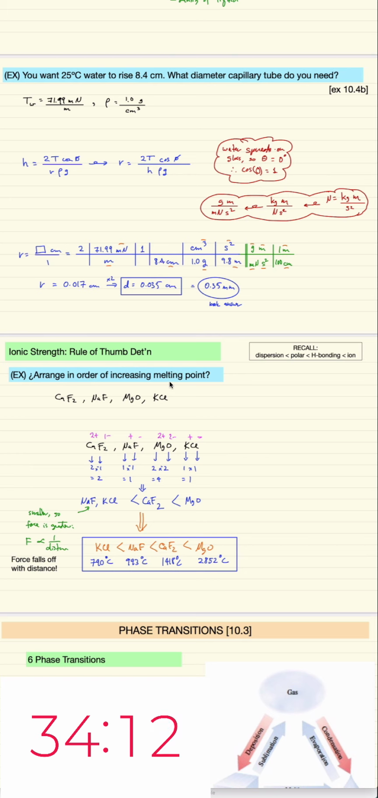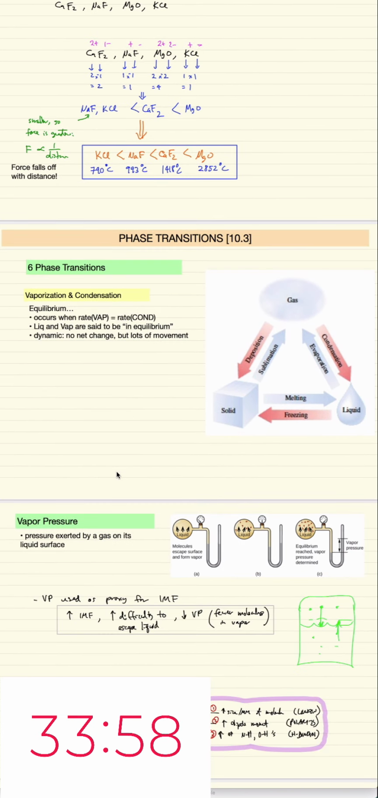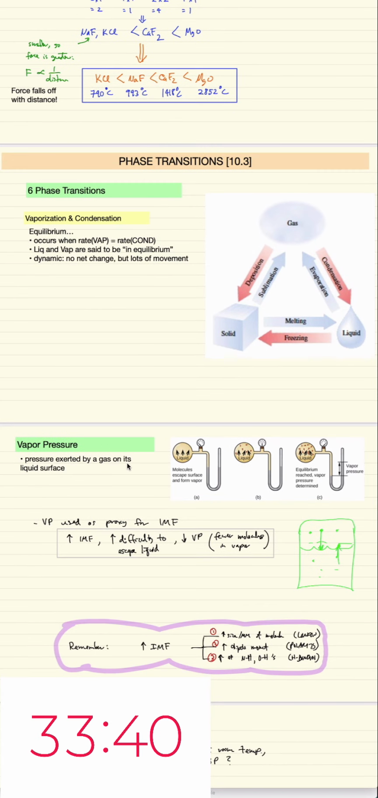Here's another. Arrange in order of increasing melting point. There we go. 4 compounds. You're supposed to recall those are your 4. And you rationalize the answer based on what you know of those 4. That's it. Okay. Another thing you can rationalize using those is phase transitions. We all memorized in Gen Chem 1 there were 6 phase transitions. Now you can understand that better if you understand what the interactions are in between each of those molecules that you're trying to melt or freeze or vaporize or whatever.